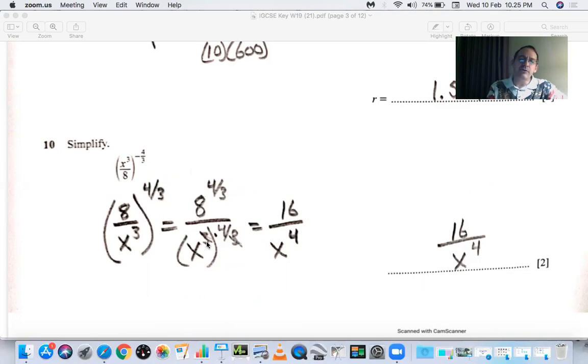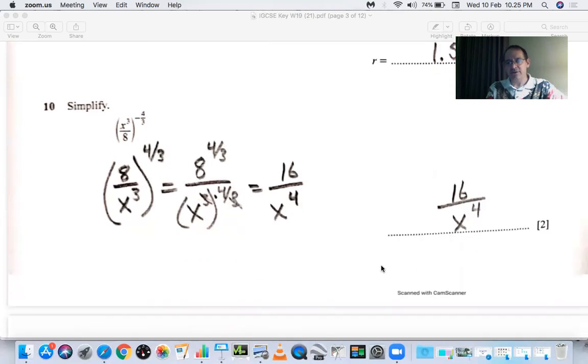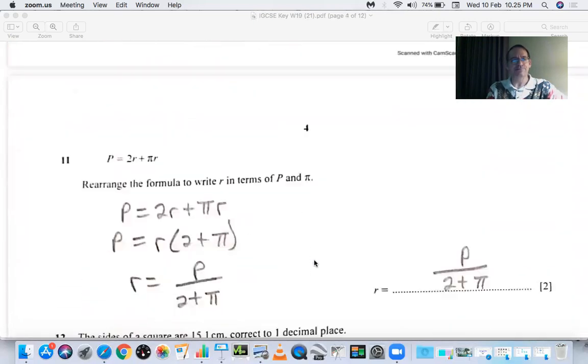On the bottom, when you raise an exponent to an exponent, you multiply. So the 3's cancel and you're left with x to the 4. So our final answer is 16 over x to the 4th power.